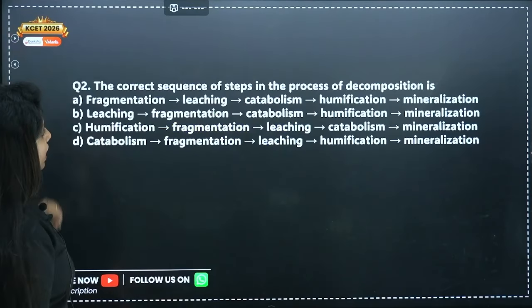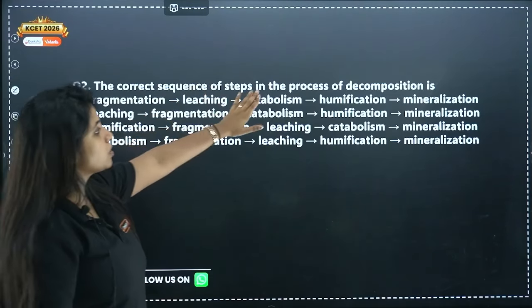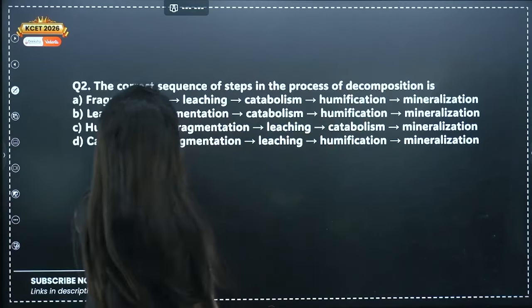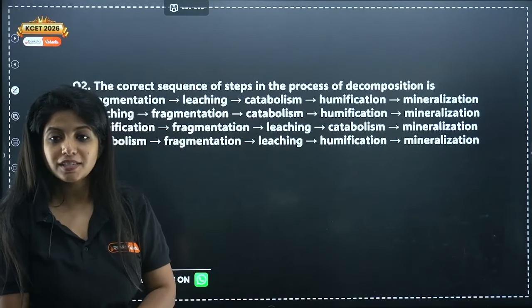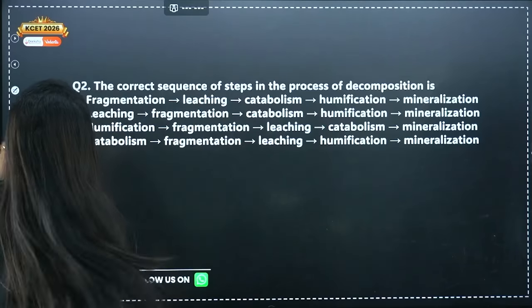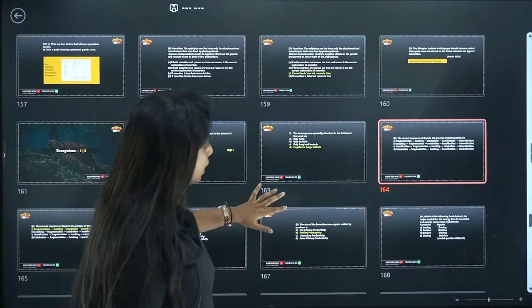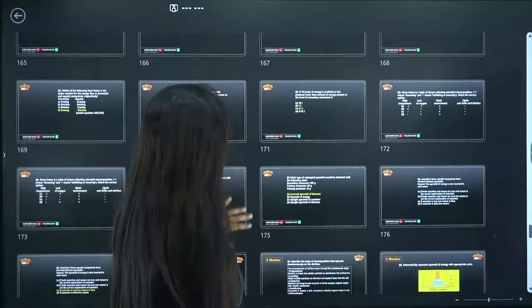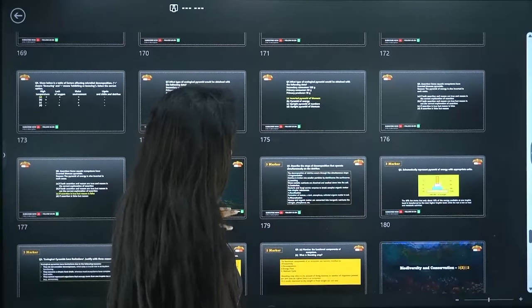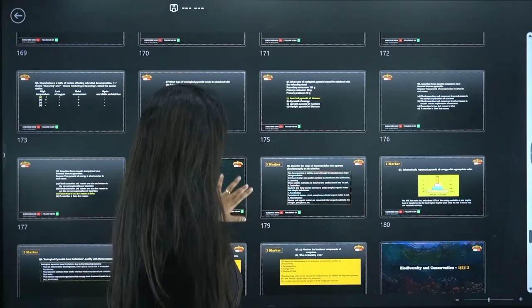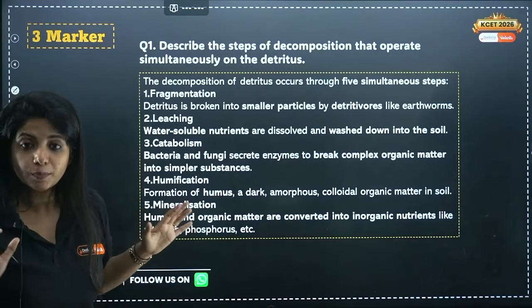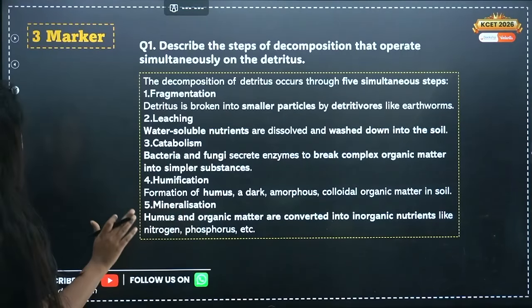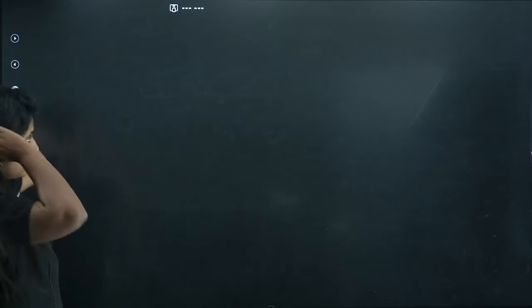Next, the correct sequence of steps in the process of decomposition is fragmentation, leaching, catabolism, humification, mineralization. What is the first correct step over here? I would love to explain this with the help of a direct answer itself. So over here I have the question. Listen to me. How does decomposition work? Listen to me very, very carefully.